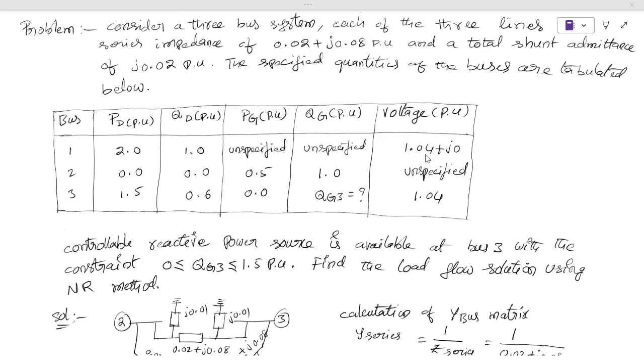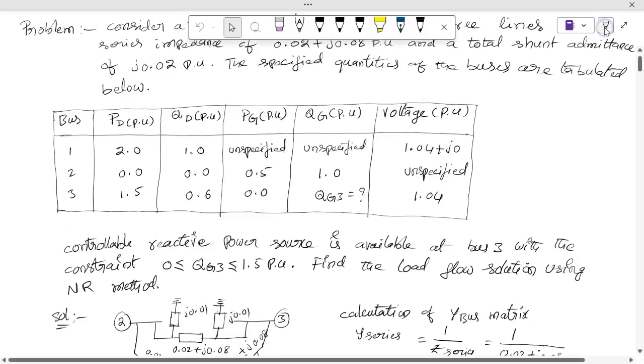For which bus are V and del known quantities? V and del are known quantities means P and Q are unspecified, unknown quantities. So for any bus, if V and del are known quantities, then that bus is nothing but the slack bus. So now here bus 1 is the slack bus. Bus 1 is slack bus. See, I am writing here.